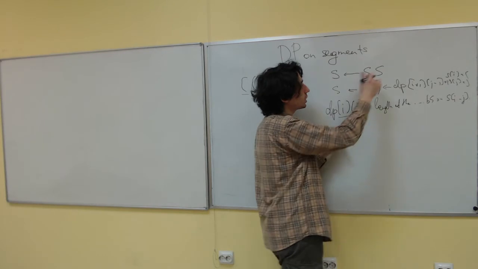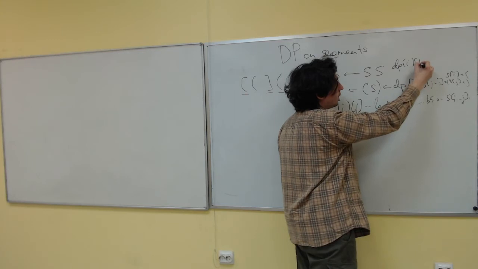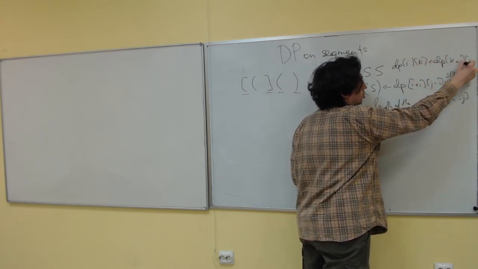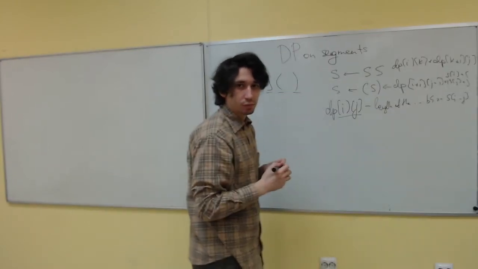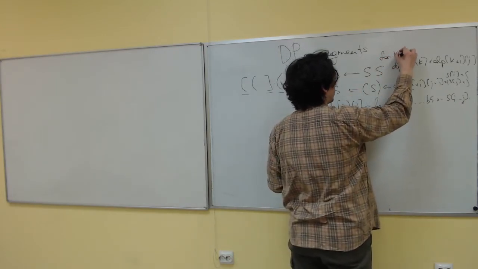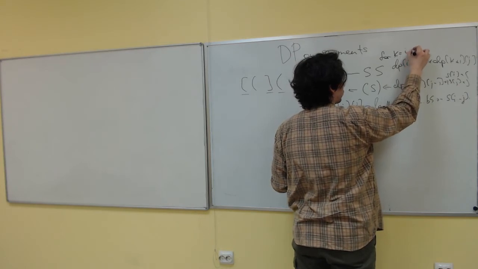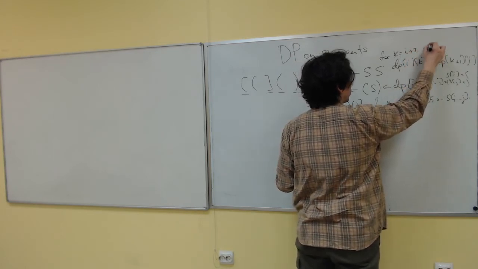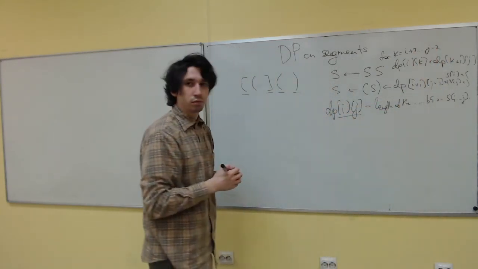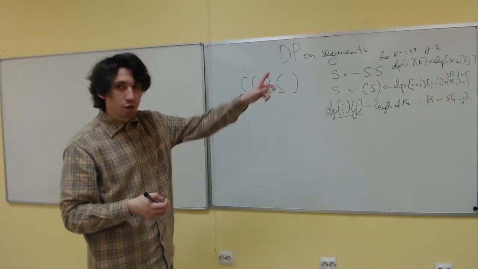Yes. So we just iterate over all k and consider dp[i][k] plus dp[k+1][j]. So we iterate over all k from i plus 1 till j minus 2. So we just iterate over all the things.